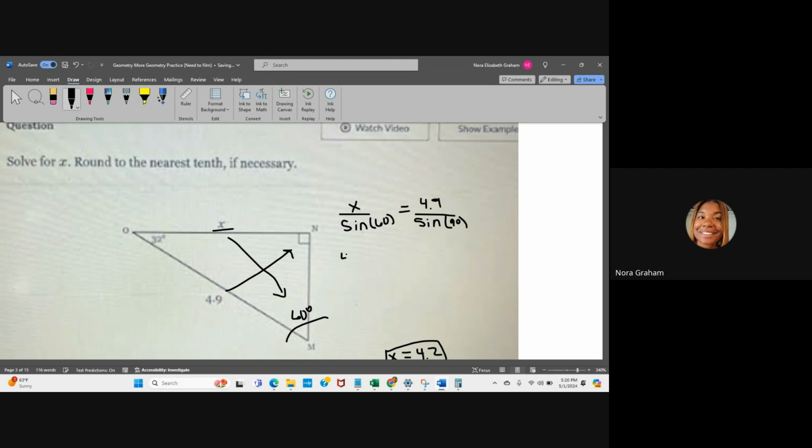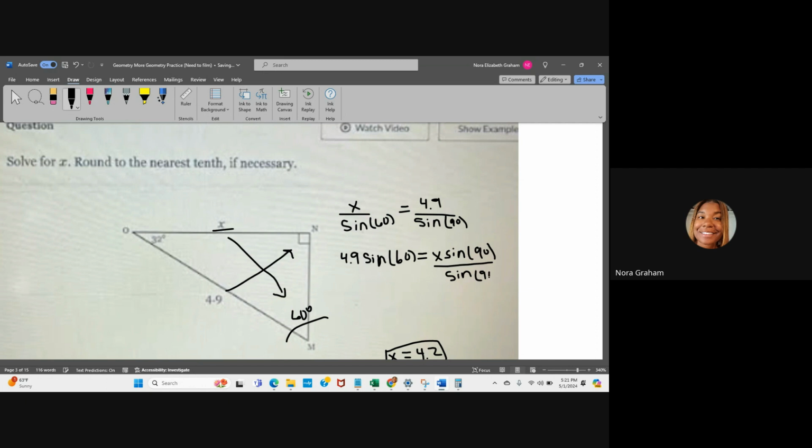So that's 4.9 times sine of 60. And that's equal to x times sine of 90. Again, we want to isolate our x variable. So what I'm going to do is divide both sides by sine of 90. So those will cancel out.